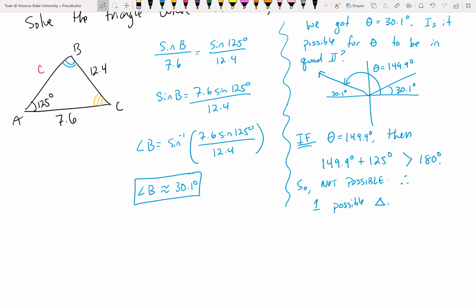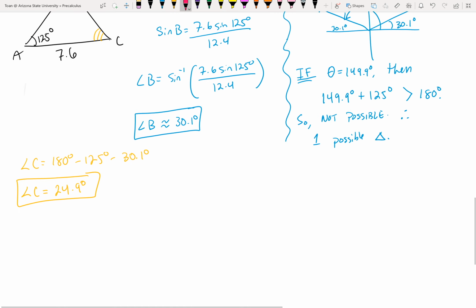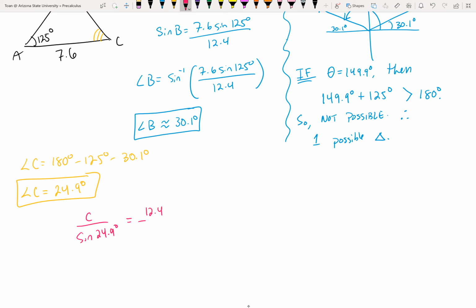That gives us two angles, so I can immediately solve for angle C. I know that angle C is 180 minus the other two angles. So angle C is about 24.9 degrees. Once I have angle C, I can solve for side C using law of sines. Side C over the sine of 24.9 degrees is equal to 12.4 over sine of 125 degrees.